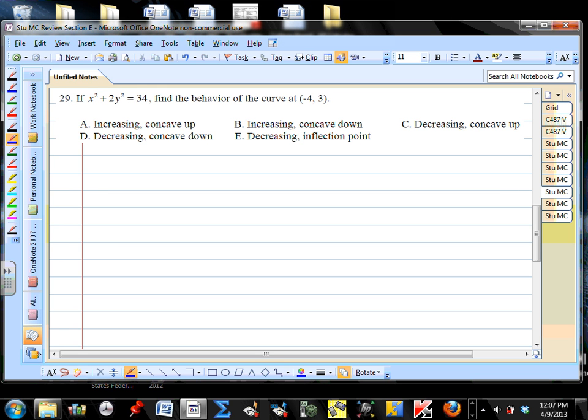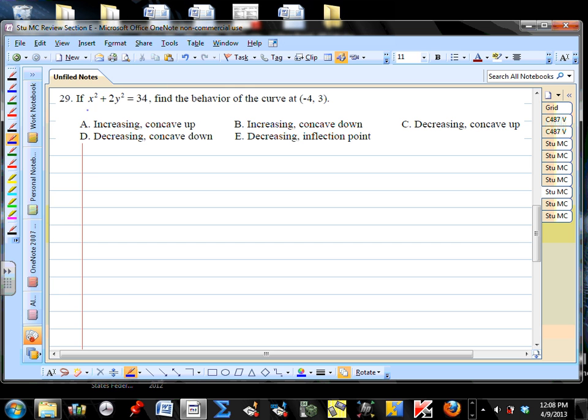And what we need to do is remember that for increasing, decreasing, we can look at the first derivative. And for concave up or concave down, we need to look at the second derivative. So we've got some work to do. Let's get started. I'm going to find the first and second derivative of this function, evaluate it at the point -4, 3, and then we'll make our determination.